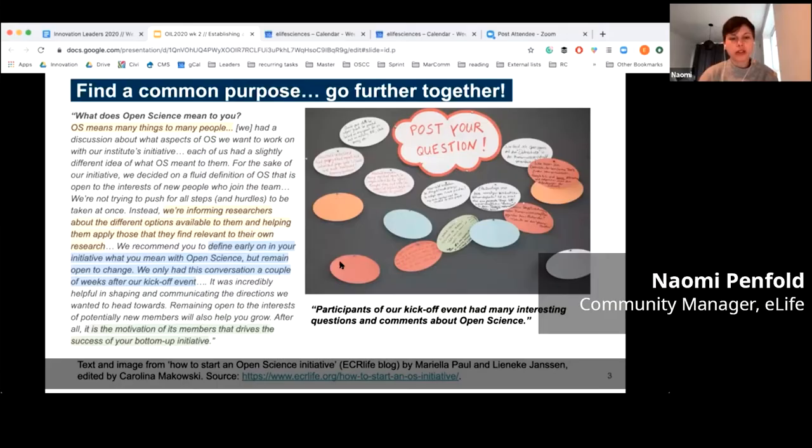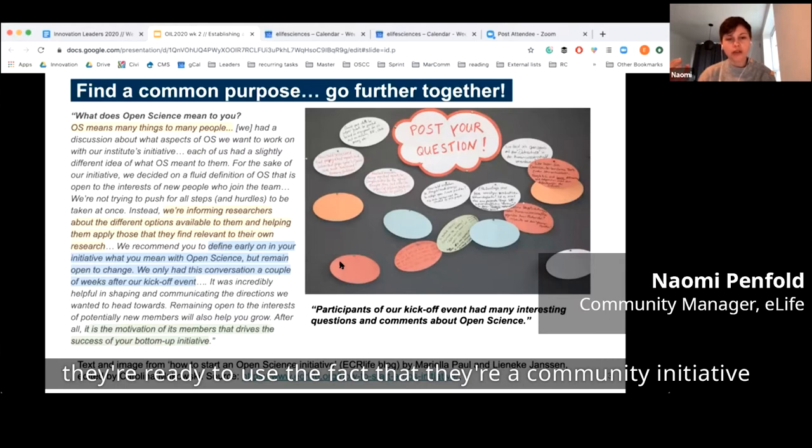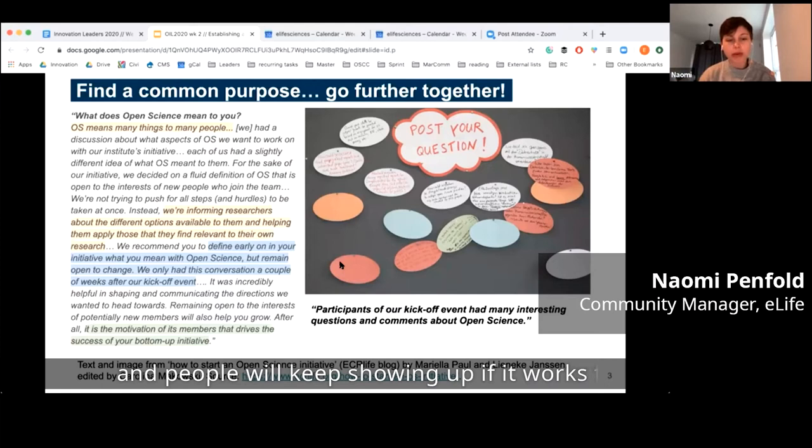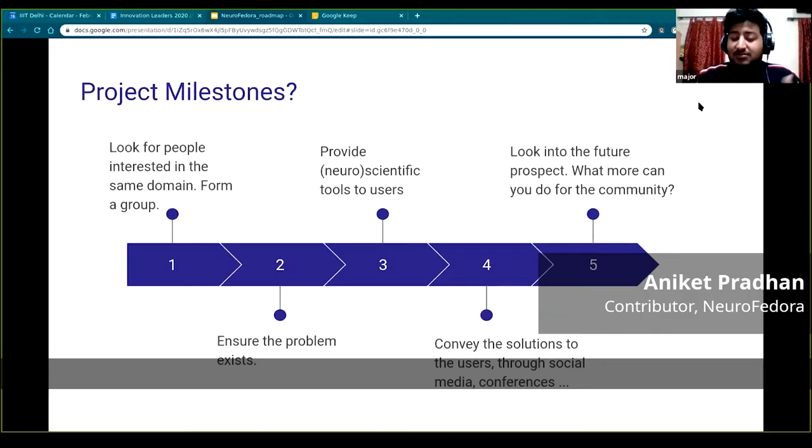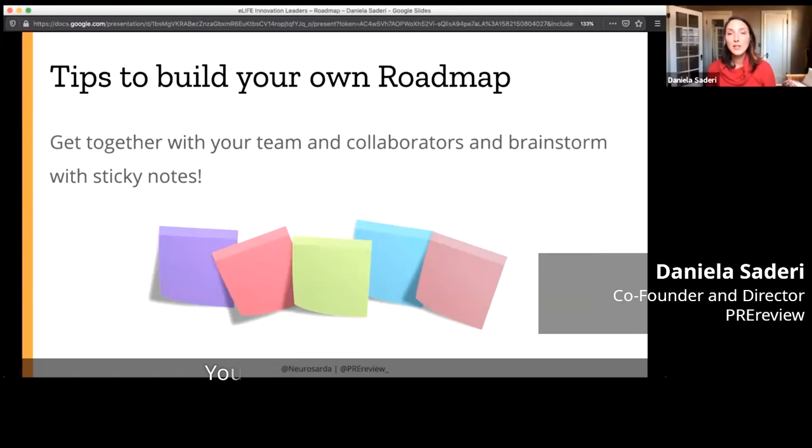By knowing what everyone's there for, which may be different, but also having a shared purpose, they're ready to use the fact that they're a community initiative to really empower their project, and people will keep showing up if it works for them. Today we're talking mostly about this design step and how you can design your community so that people can collaborate. They actually have to investigate if the problem exists, or whether they're not the only ones experiencing the problems. You can really ask, put on your sticky, what do you think is our objective?